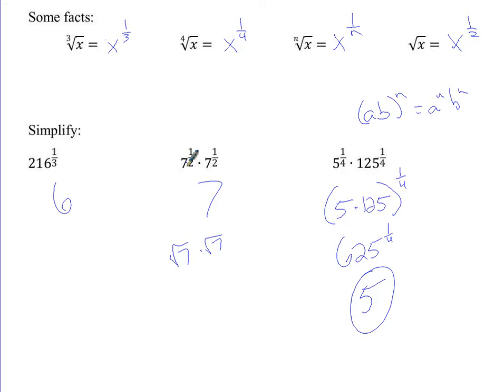This last one, 7 to the 1/2 times 7 to the 1/2, I could pull that 1/2 out since that's both the same exponent. And I'd have 7 times 7 to the 1/2, which is 49 to the 1/2, which just means the square root of 49, which is 7.